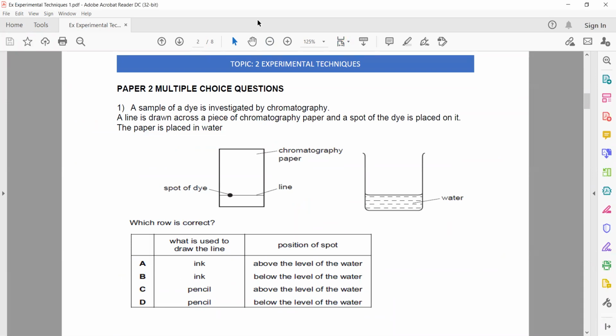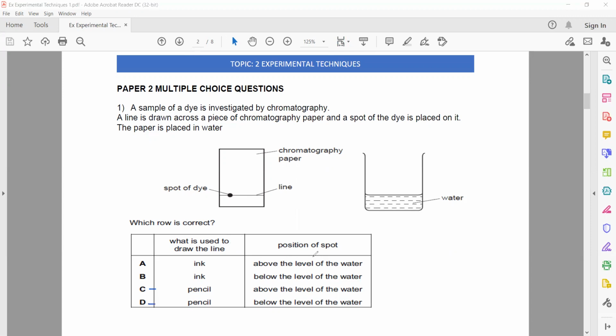So in the first part, they mention a sample of a dye is investigated by chromatography. A line is drawn across a piece of chromatogram or paper and the spot of a dye is placed on it. Which row is correct? What is used to draw the line? Whenever we want to draw the origin, we always prefer to use pencil. So either C will be the answer or D.